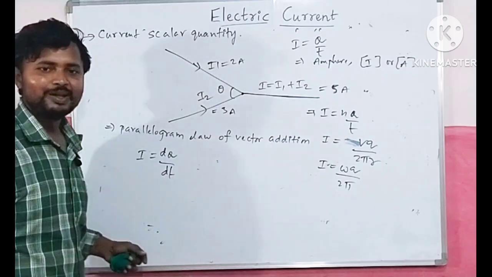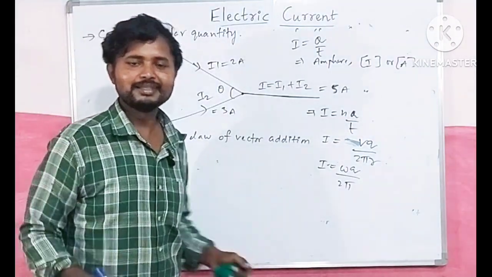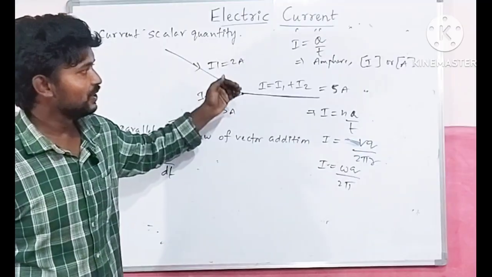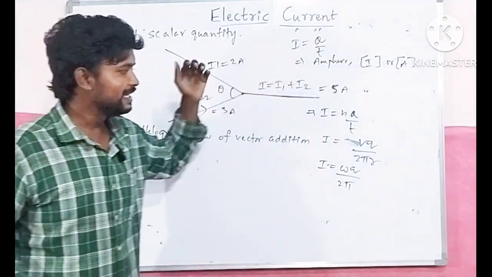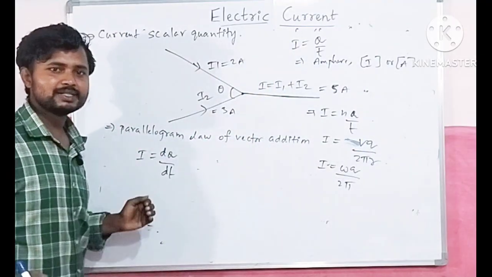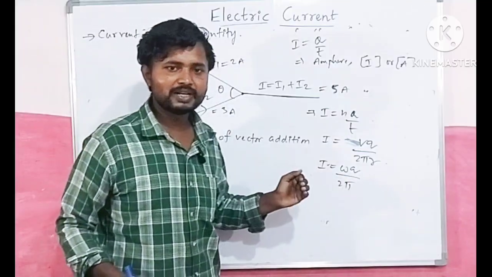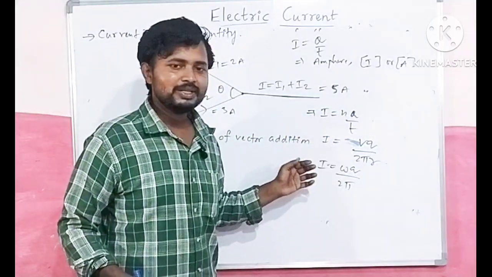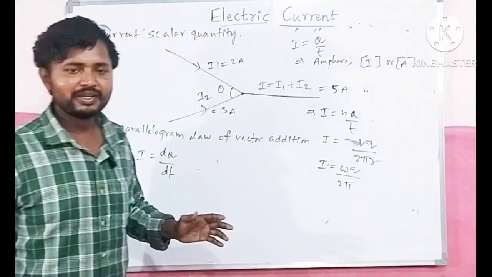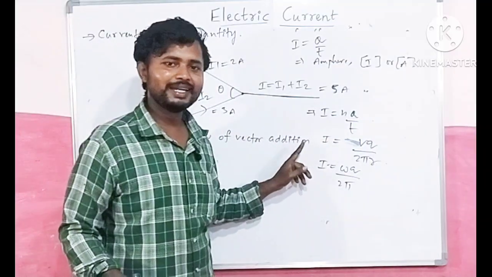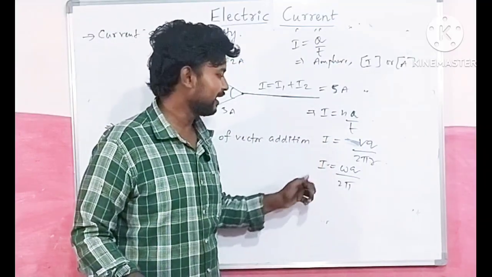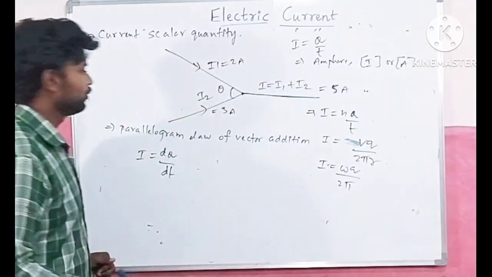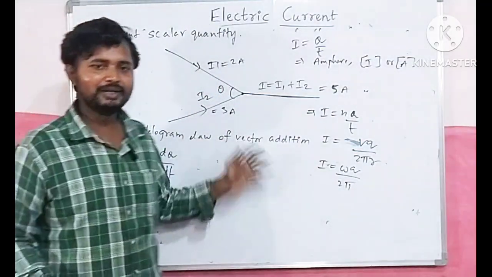This is what we have learnt in this video: current definition, SI unit, dimension formula. Next, instantaneous current. Next, when n number of electrons are going, current equals nq by t. If the charge is flowing in a circular path, current I equals vq by 2 pi r, or I equals omega q by 2 pi.